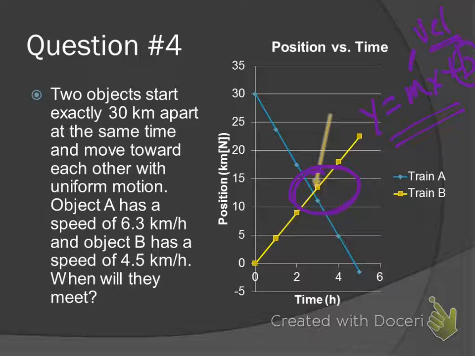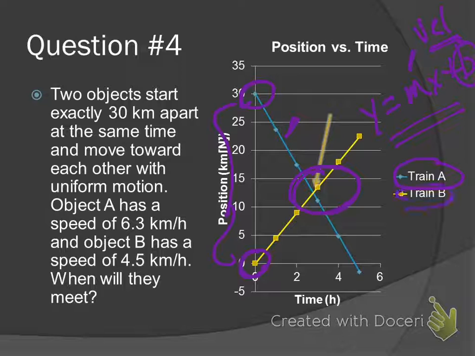And so when you do a question like this, you're going to have one that starts at 0. And in this case, this one is 30 kilometers apart. So the distance is being represented on the y-axis. So we now have a difference of 30 kilometers. The blue line is representing what I've called train A, which is really object A. That is moving at 6.3 kilometers per hour. So the slope of this line is representing 6.3.